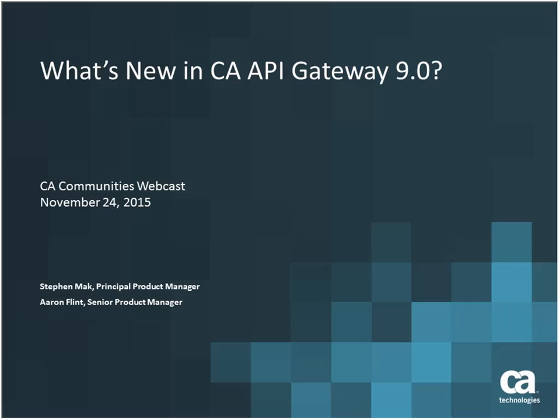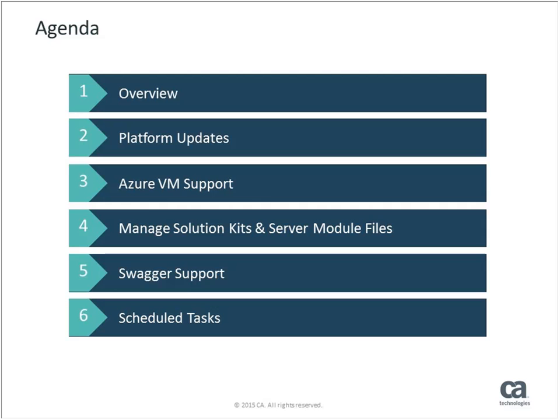Thanks, Kristen. So this is Stephen Mack here. I've also got Aaron Flint with me. We're both on the product management team for the CA API Gateway. So today we'll talk about what's new in the 9.0 release of the CA API Gateway. First, I'll go through a bit of an overview, give you some background on this release. And then I'll step through some of the improvements, enhancements, and new features that are included in this release.